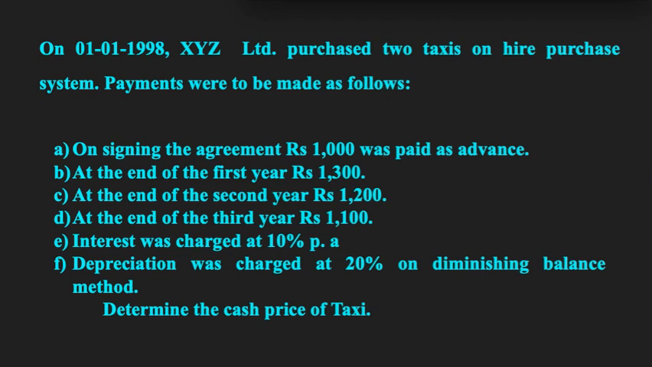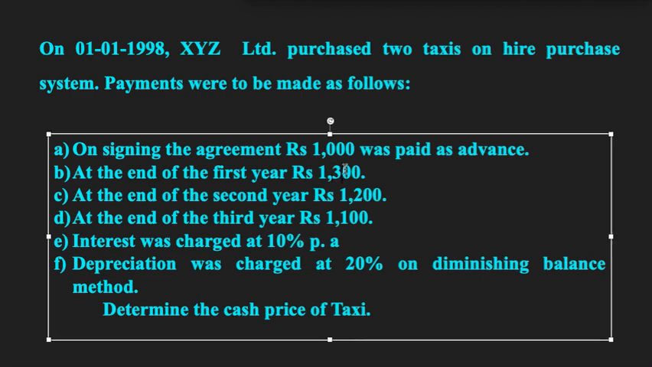The balance is 2000, and the balance of the previous year is 2000. So 2000 plus 1300 is how much? 3300. And on this 3300 we have 10% interest rate that we are going to calculate, that is 3300 divided by 110 into 10. So we are going to get how much? 300 rupees. Let us calculate it.